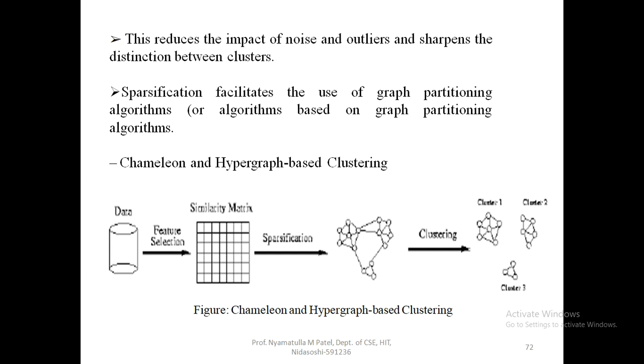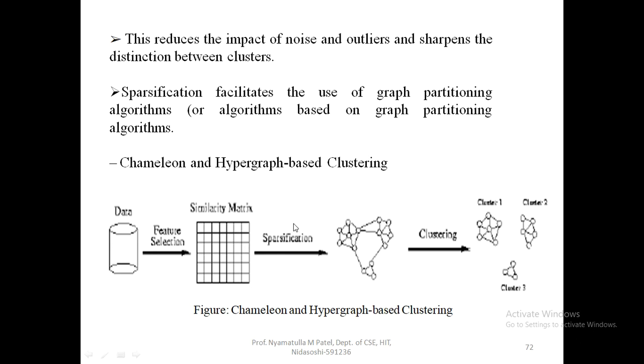Sparsification facilitates the use of graph partitioning algorithms, or algorithms based on graph partitioning. One example is Chameleon and hypergraph based clustering. Here we have a huge amount of data available, of different types, belonging to different classes. Then what are we going to do? We are going to perform feature selection. Based on the attribute values of the data, we select some features and develop a similarity matrix for each and every point in the data.